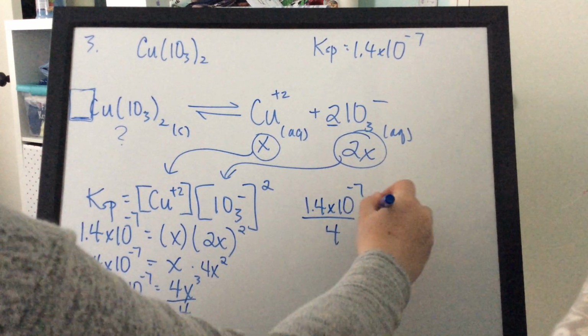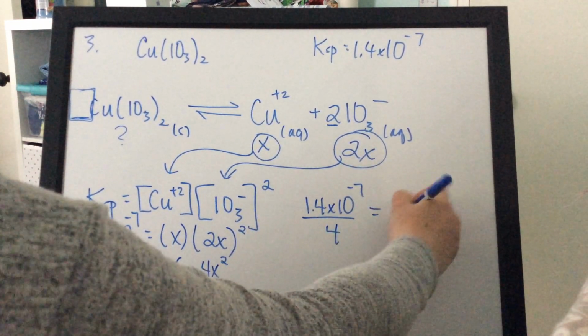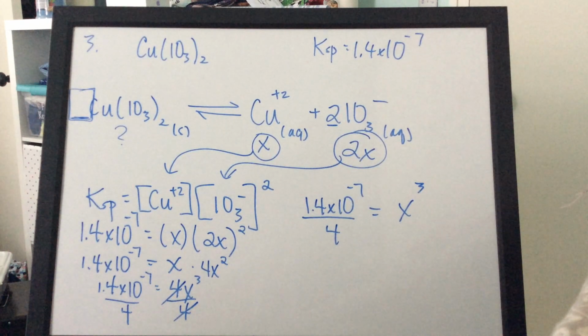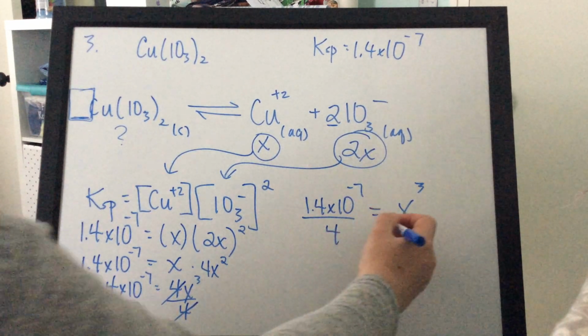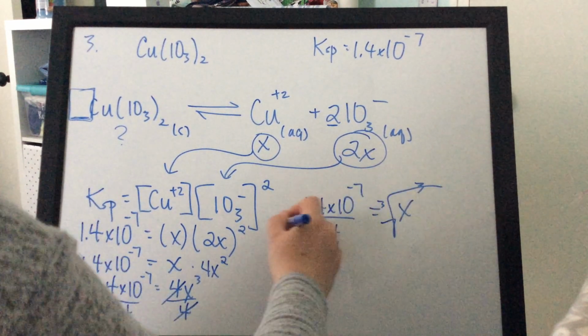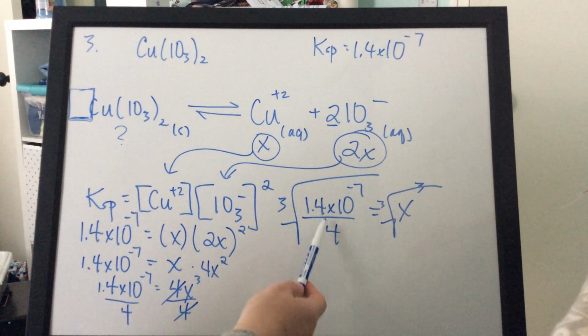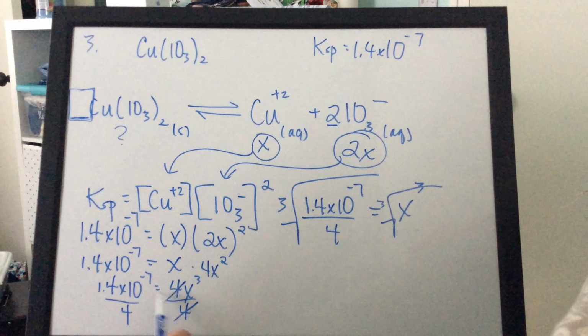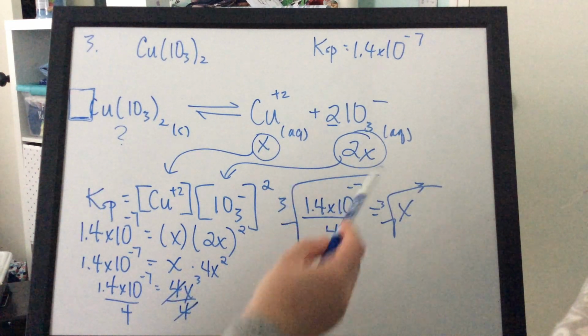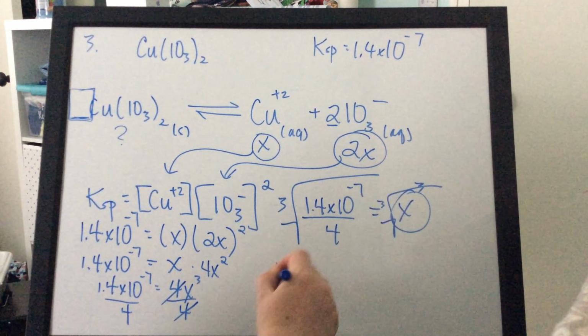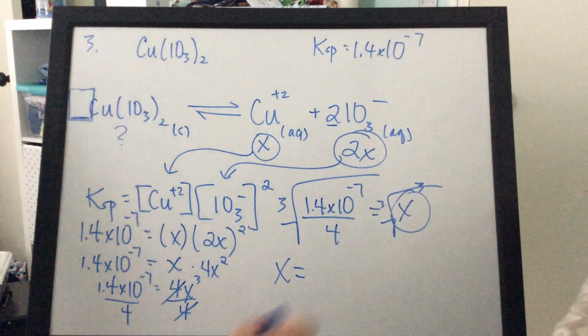So I've divided both sides by 4 and gotten x cubed, right? But I don't want x cubed, I want x. So to get rid of that cubed, I have to take the cube root. This is where we have to make sure we have a calculator. So we're going to take the Ksp divided by 4, okay, because we got rid of the 4. And then I'm going to take the cube root on my calculator. That's going to give me x. Once we do that, x came out to be this.